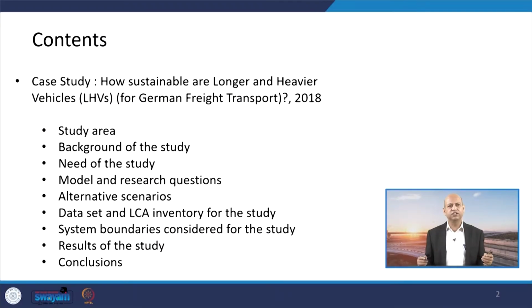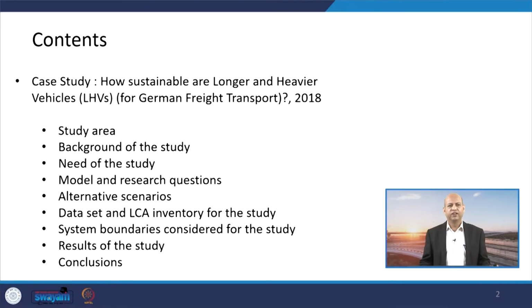The case study which we will discuss today is about how sustainable longer and heavier vehicles, that is LHVs in short form, are. This study is focused on German freight transport, and the study was carried out in 2018.